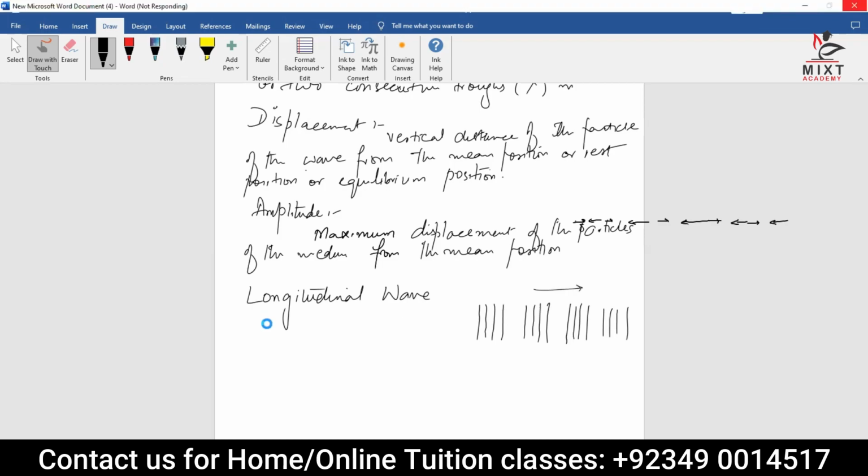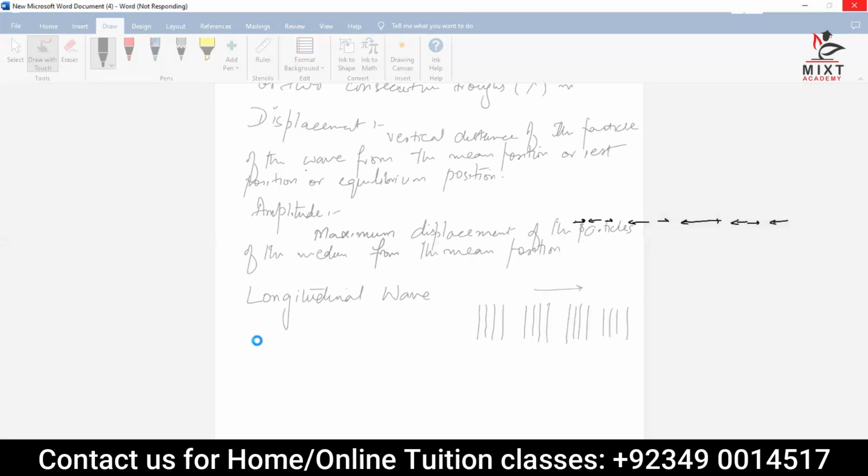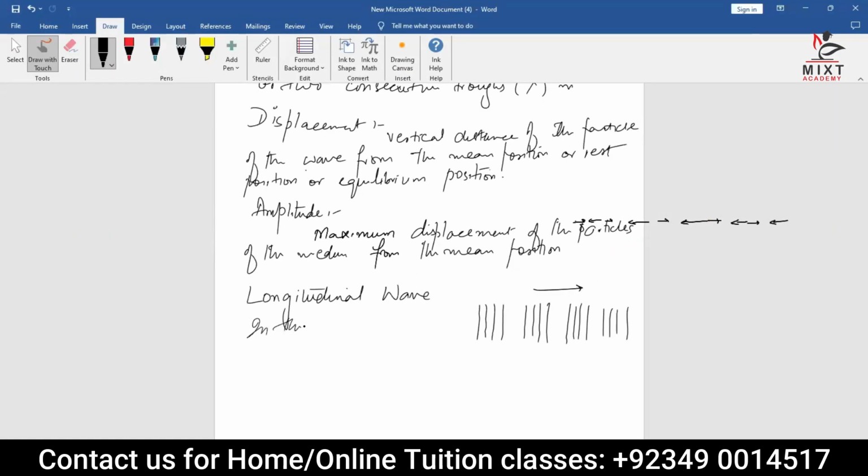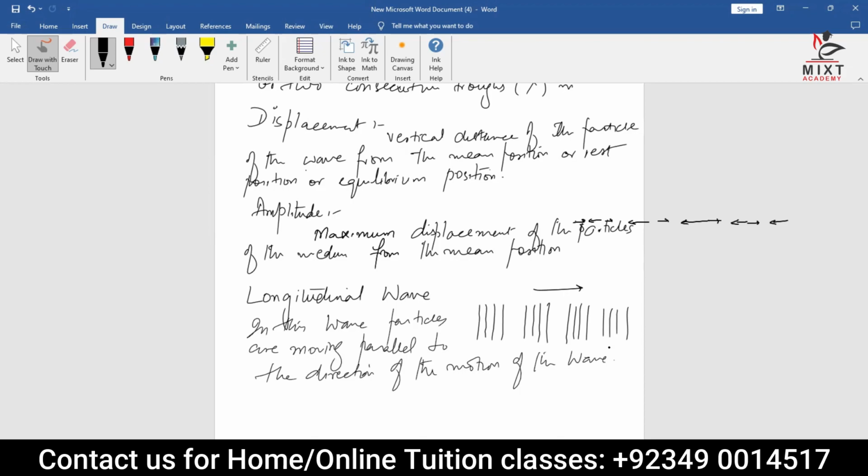So we can say, in this wave, particles are moving parallel to the direction of the motion of the wave. So, in that case, the particle movement will be parallel to the direction of the motion of the wave. That is what we call a longitudinal wave.